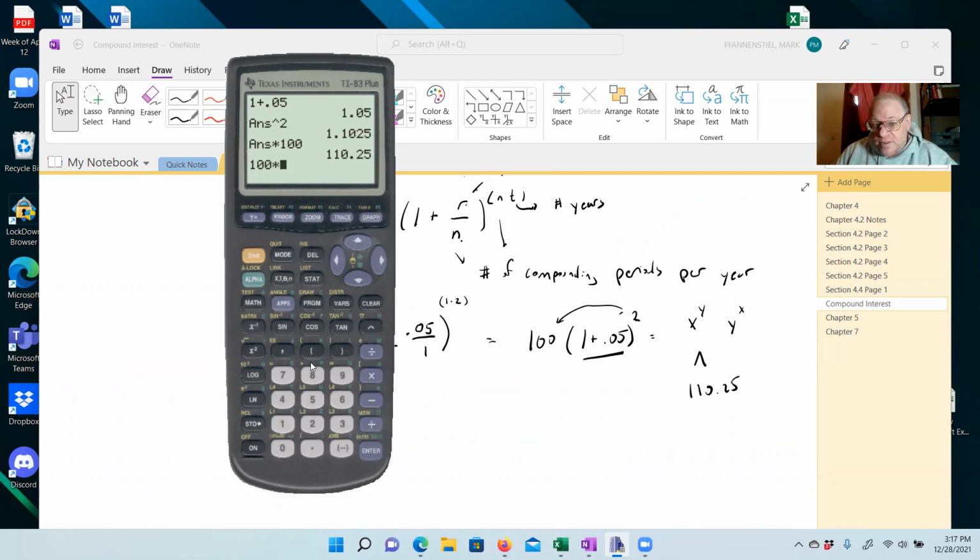This calculator is smart enough to do order of operations correctly, so you could say 100, as long as you use parentheses, times parentheses, 1 plus 0.05, caret, parentheses, 1 times 2. So if you're a little worried about getting it all right, you can type it in as you see it. As long as you use parentheses, then it will know what to do first. I'm going to pause this for a moment while I set up Google Sheets for us, and I will do it again.